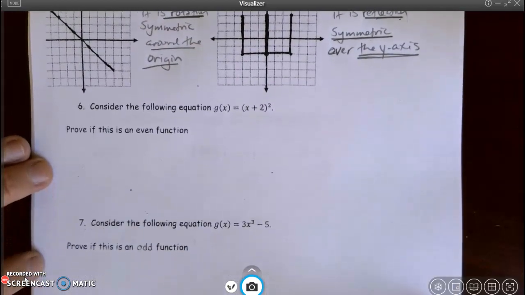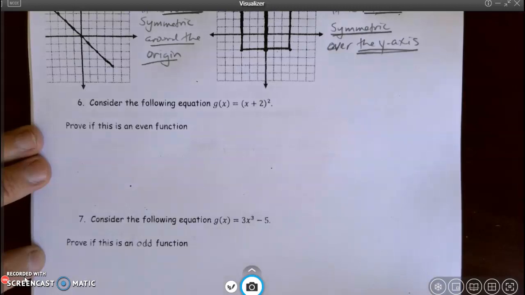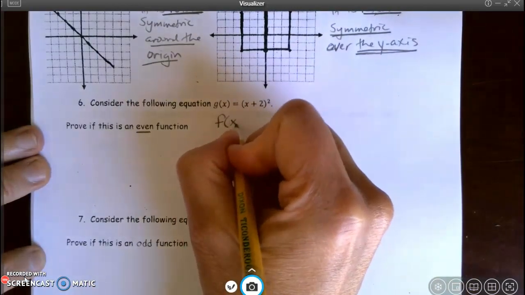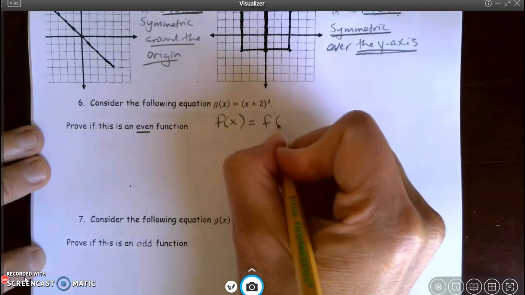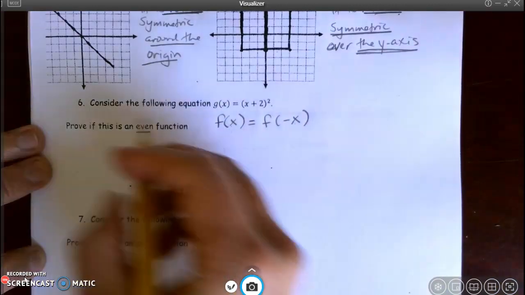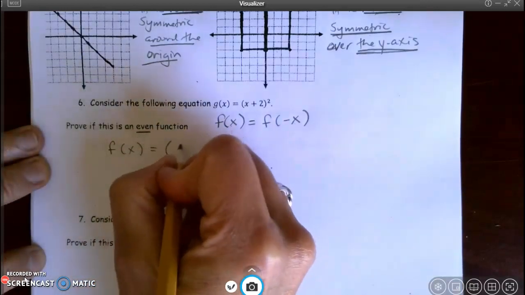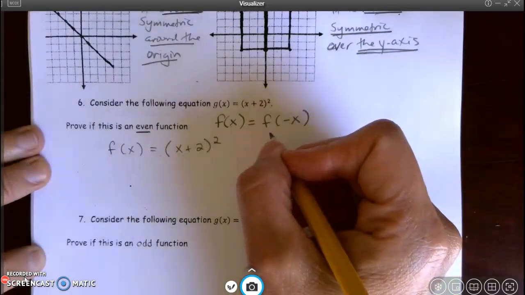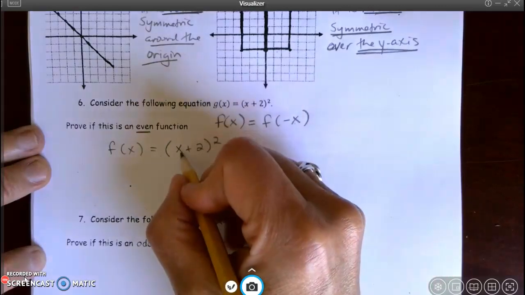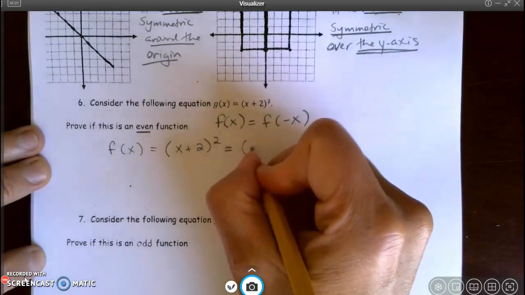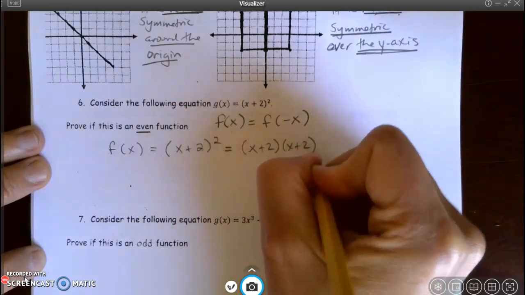Now we're asked, number 6, to consider this function and prove if this is an even function. If I'm going to prove if something's even, I have to use the even test, which says f of x equals f at negative x. All right, so I've got to show each side of my proof. F at x is easy. I just say that that's the quantity x plus 2 squared. F at negative x, when I go to substitute in negative x, since I can't tell what happens when I add it to 2, I'm going to go ahead and expand this so that I can see all of it.